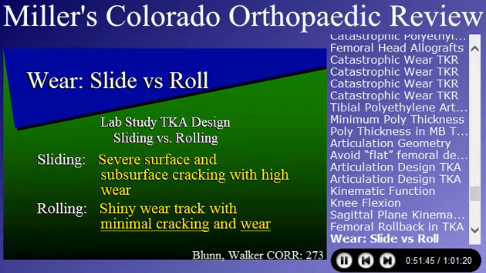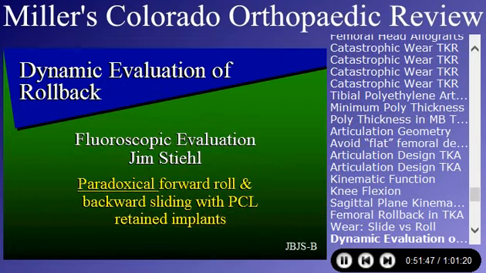But fluoroscopic exams showed that there was a paradoxical roll forward and backward sliding with PCL retained implants. What people didn't realize is that to have that normal rollback in the knee, you had to have an ACL and PCL together to have that work.